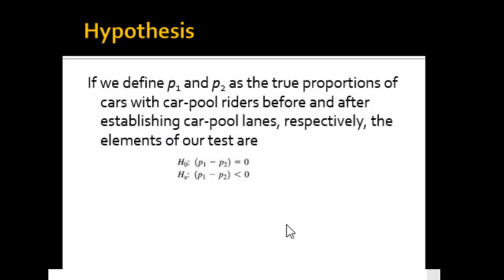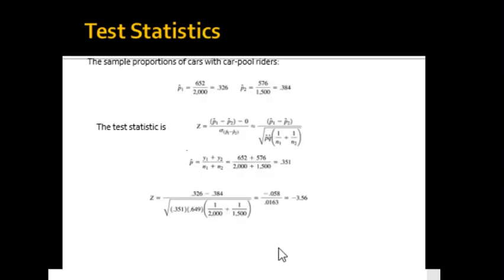So this is the test that we're trying to conduct. We're trying to see that the proportion of carpool riders has increased after the carpool lanes were established. So P1 minus P2 less than 0 is what we are trying to prove, so that before the carpool lanes, it was less. Okay, so we'll start by finding P1 hat and P2 hat. So 652 out of 2,000 is 0.326, and 576 out of 1,500 is 0.384.